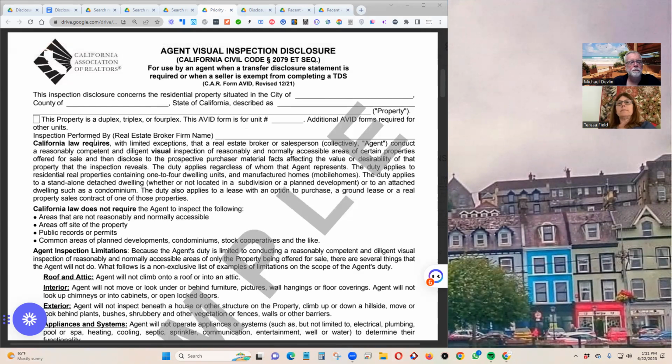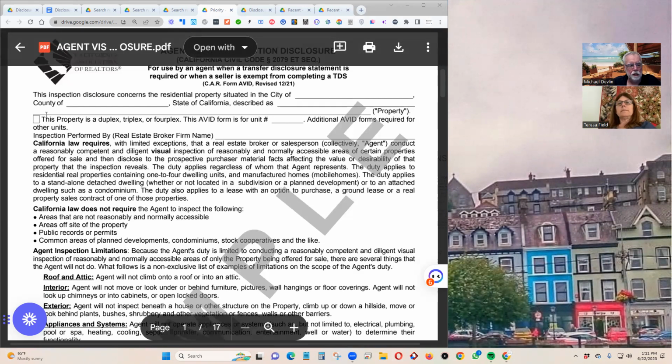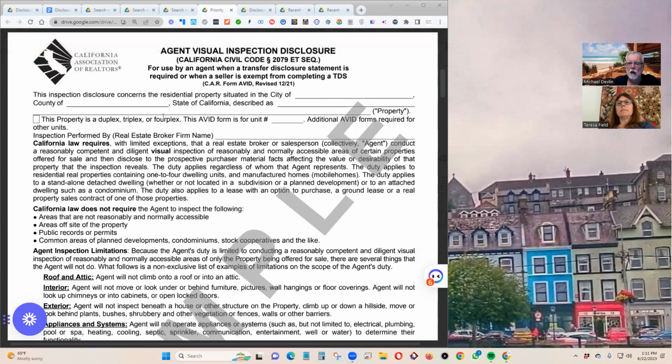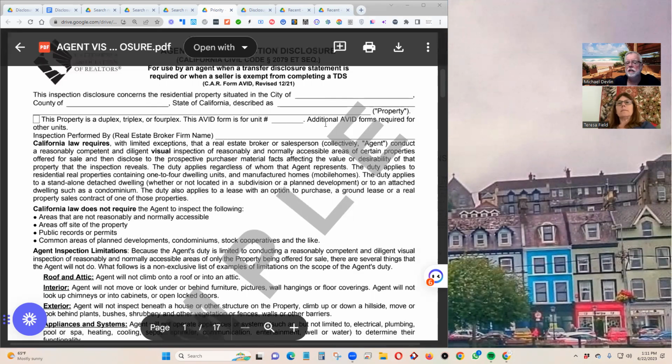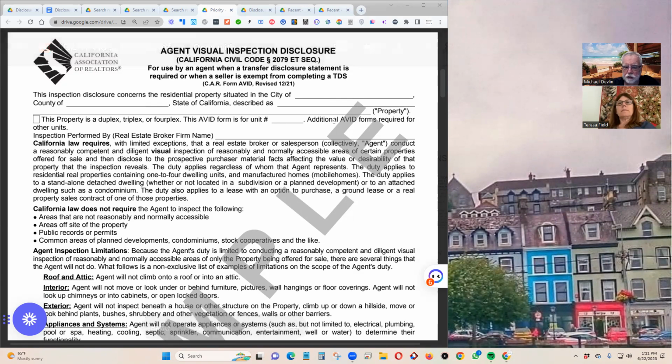You fill it out. Now, what they have added recently is the box: this is a duplex, triplex, or fourplex. And notice it says additional forms are required for other units. If you have a fourplex, there would be 4 AVIDs, 1 for each unit. First of all, you talk about cracks in the wall of the kitchen. Well, which kitchen are you talking about?